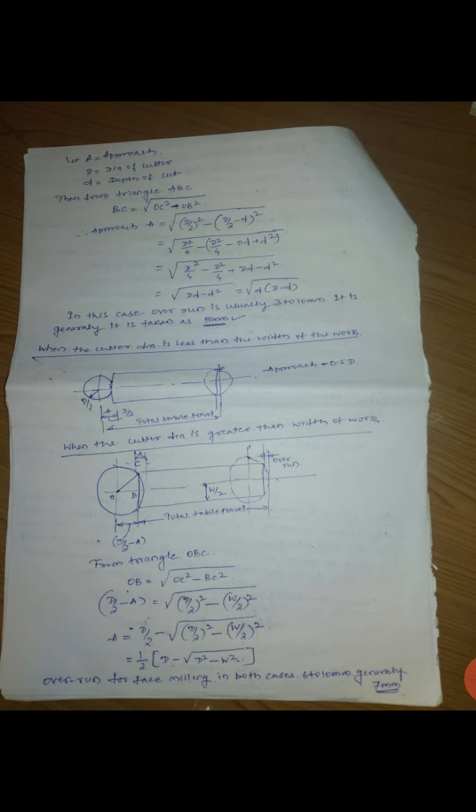When the cutter diameter is less than the width of the work, the approach length will be taken as 0.5 D. When the cutter diameter is greater than the width, the approach length will be taken as 1/2 into (D minus the root of D squared minus W squared). Overrun for face milling, in both cases, is 6 to 10 mm, generally taken as 7 mm.